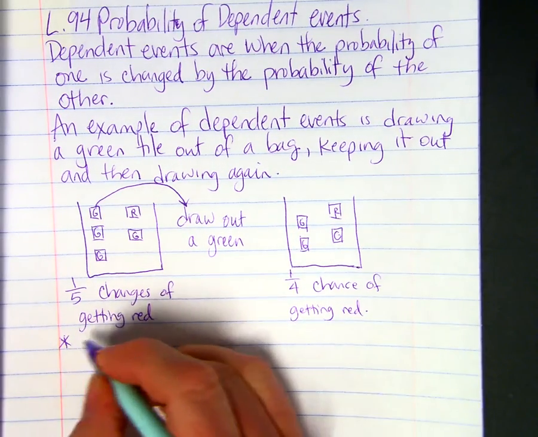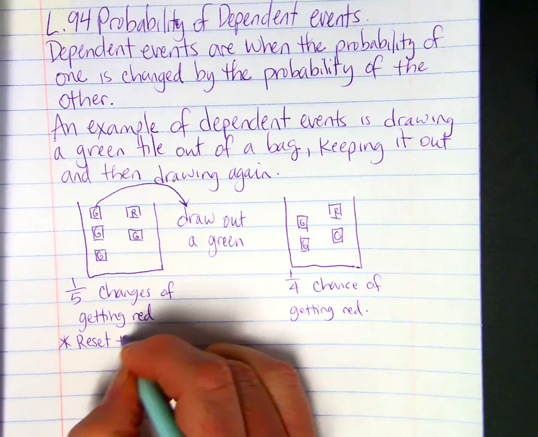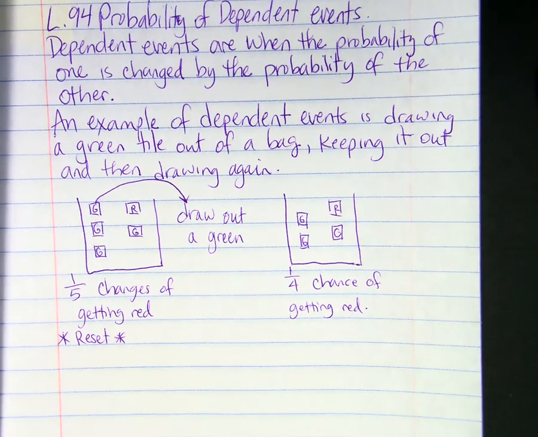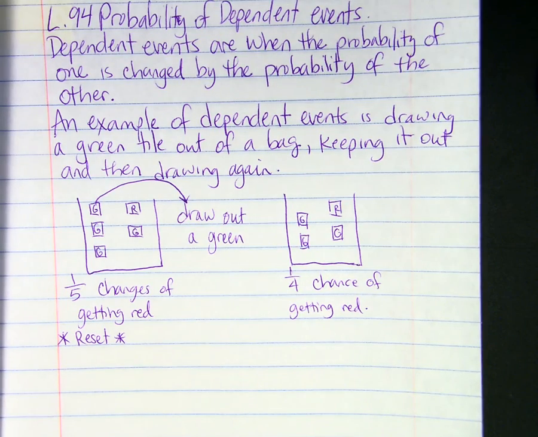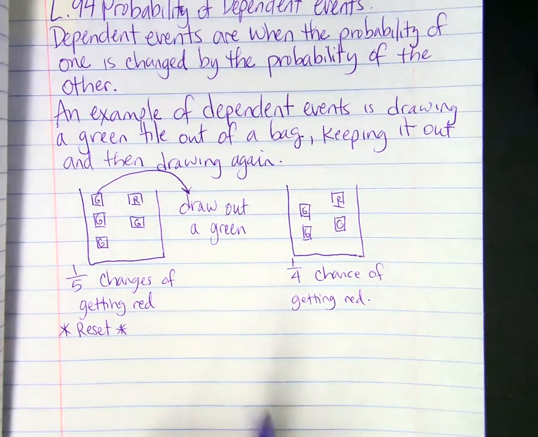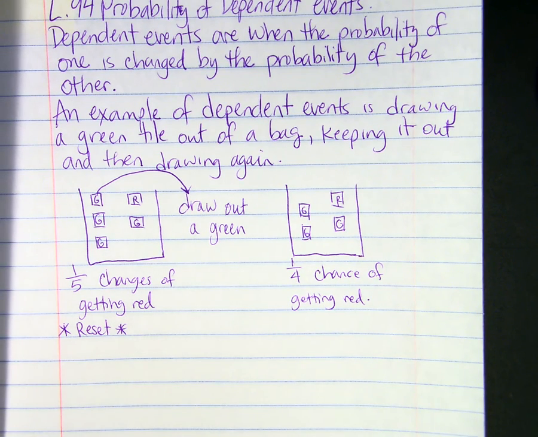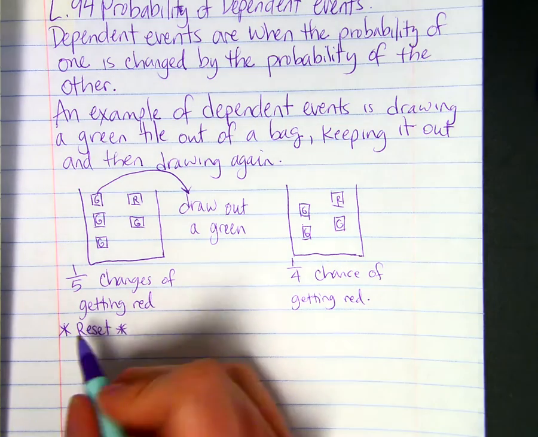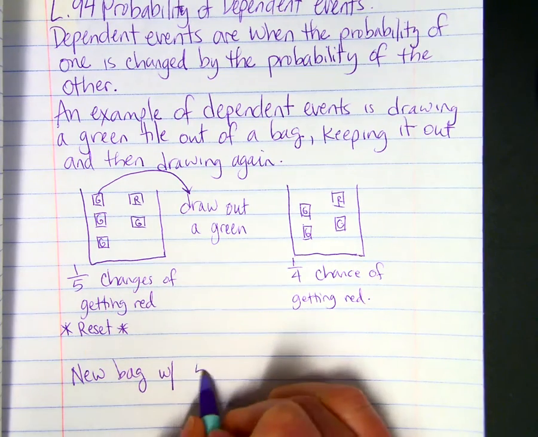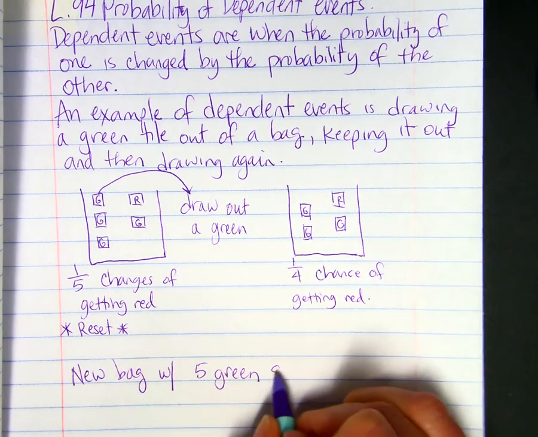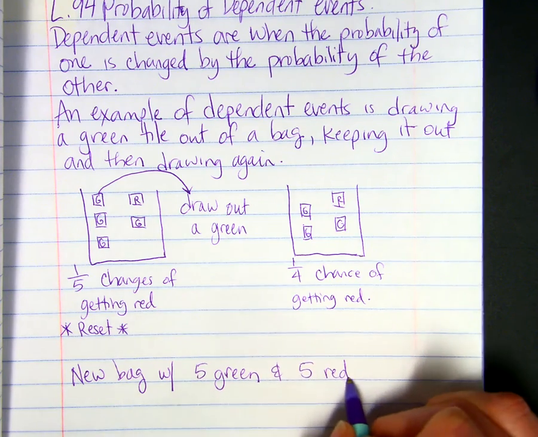So basically, you want to think about resetting. The new bag is going to have 1 less total and 1 less color green in that case. So we're going to get a new bag. Okay, so we're using a new bag with 5 green and 5 red cubes.